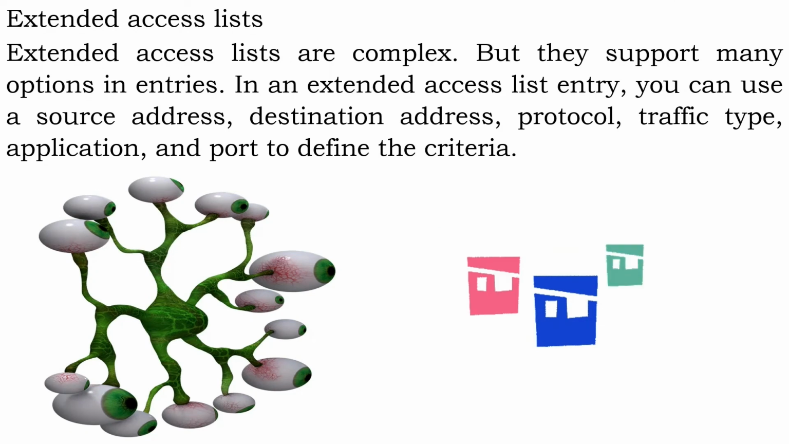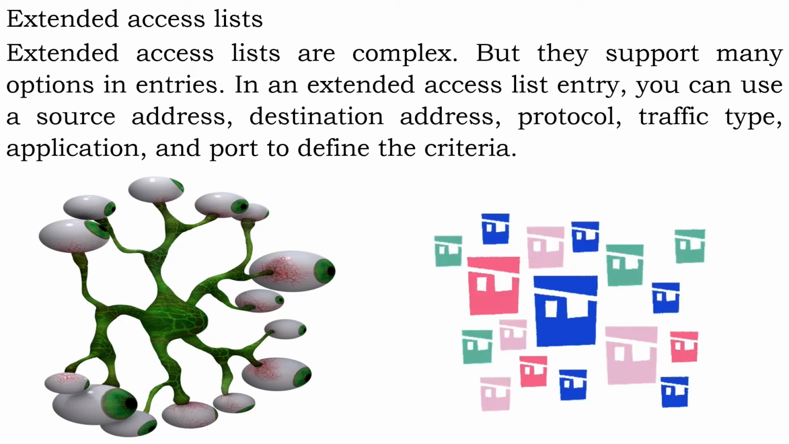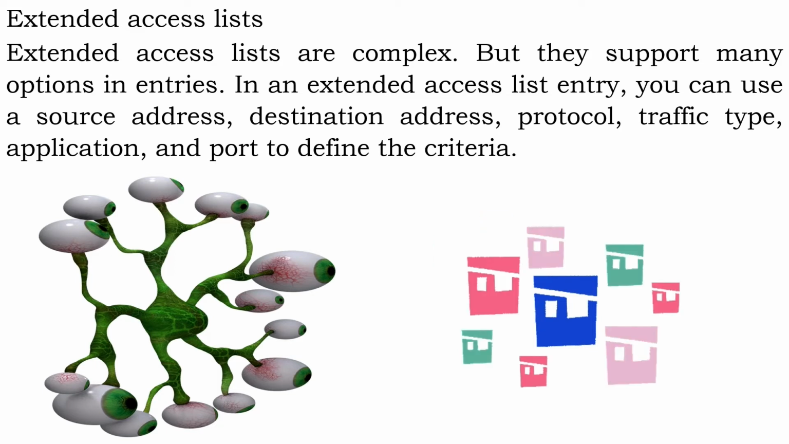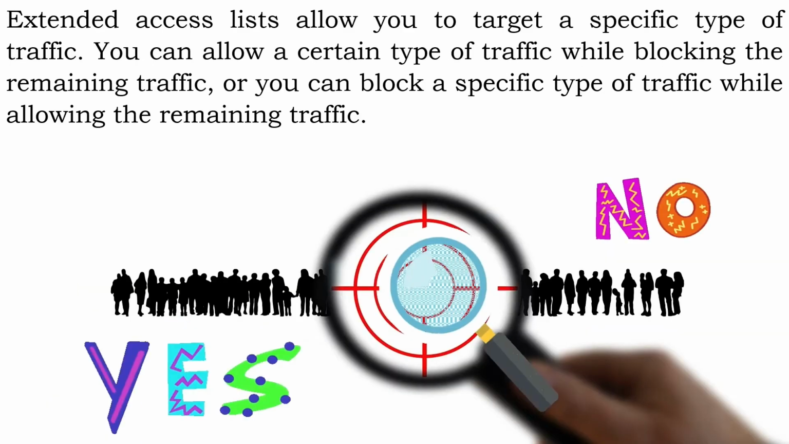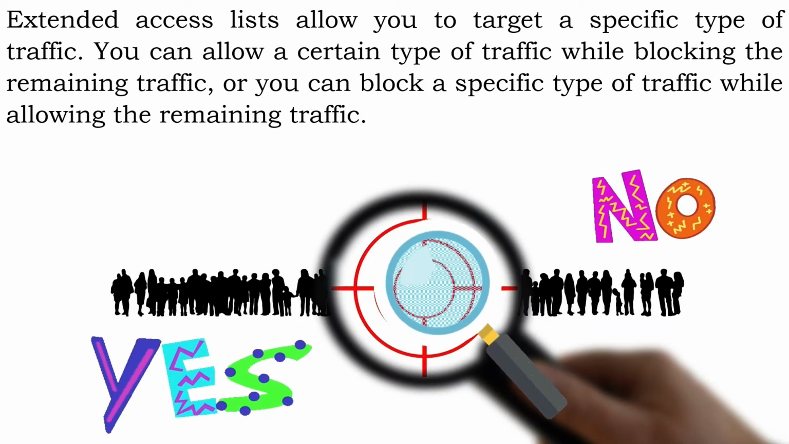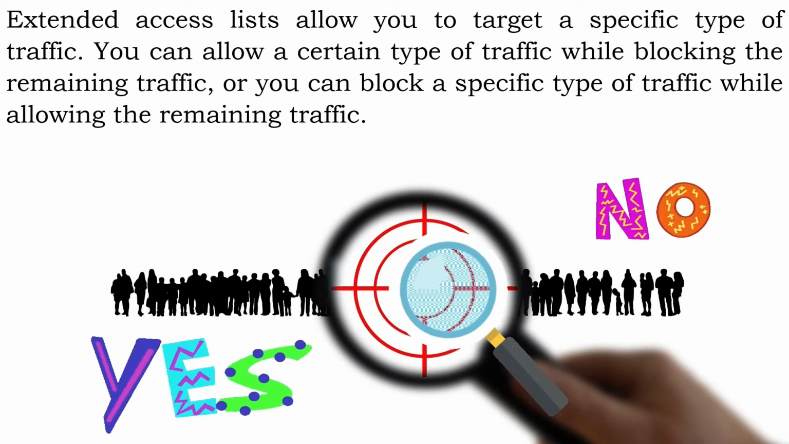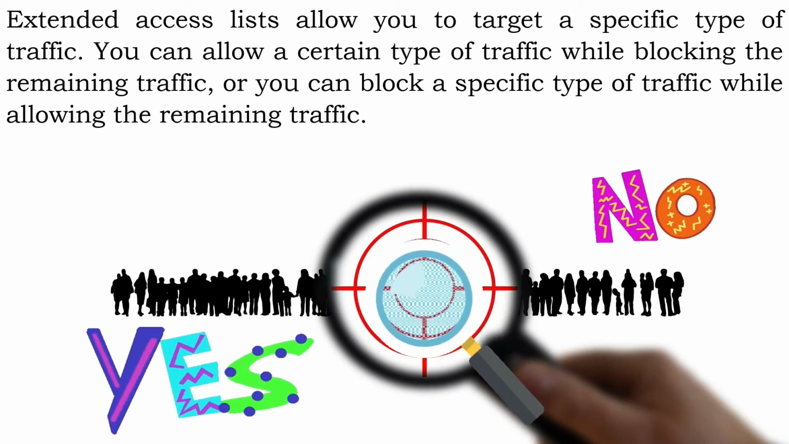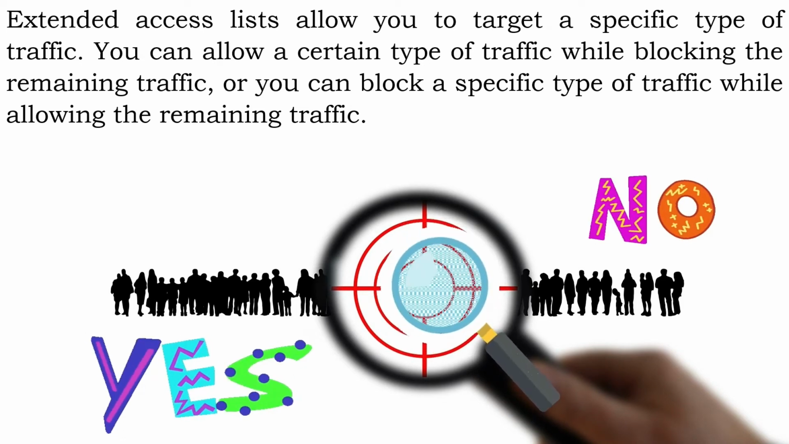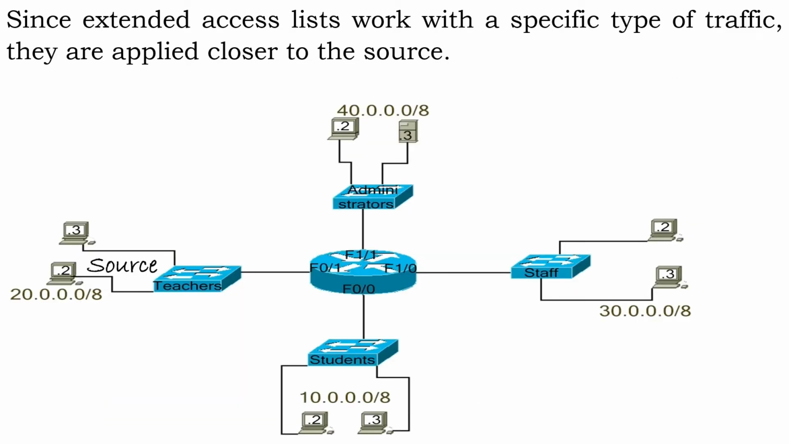Extended access lists. Extended access lists are complex, but they support many options and entries. In an extended access list entry, you can use a source address, a destination address, protocol, traffic type, application, and port to define the criteria. Extended access lists allow you to target a specific type of traffic. You can allow a certain type of traffic while blocking the remaining traffic, or you can block a specific type of traffic while allowing the remaining traffic. Since extended access lists work with a specific type of traffic, they are applied closer to the source.